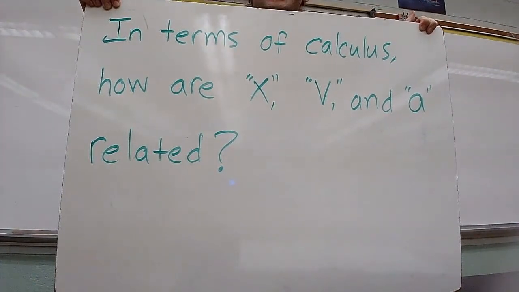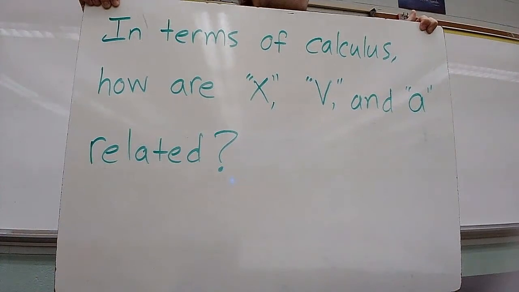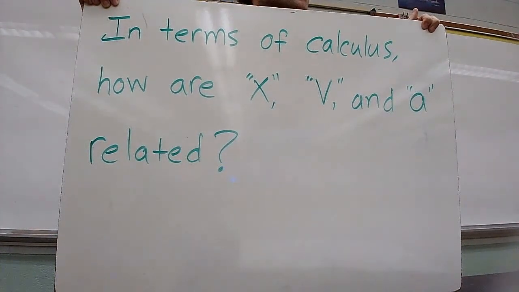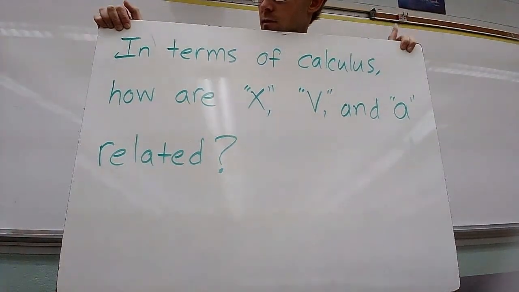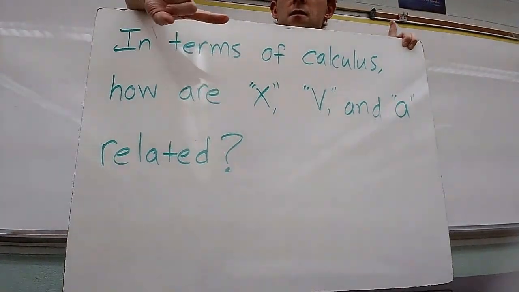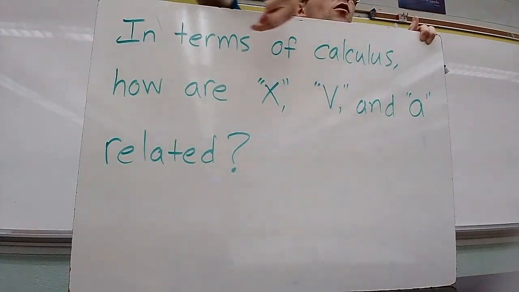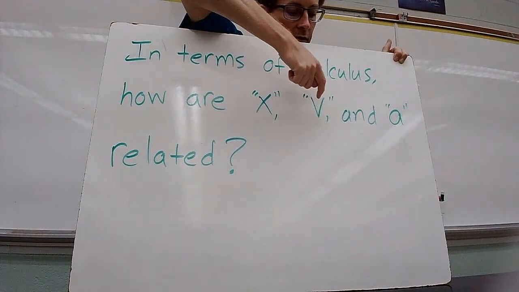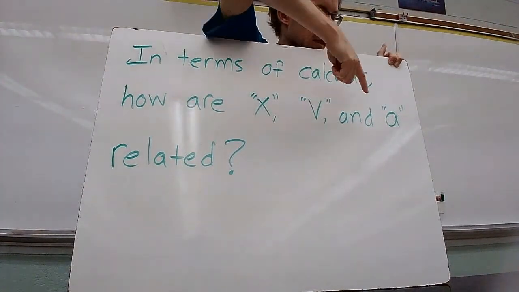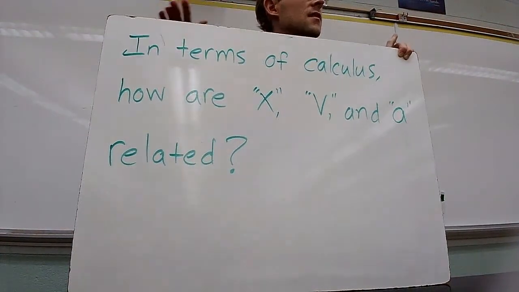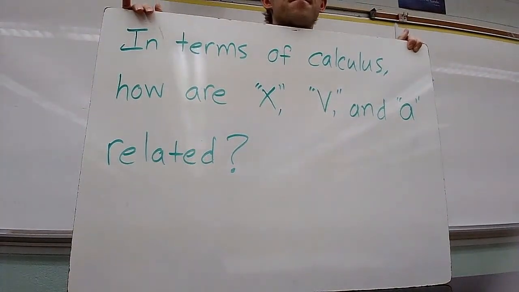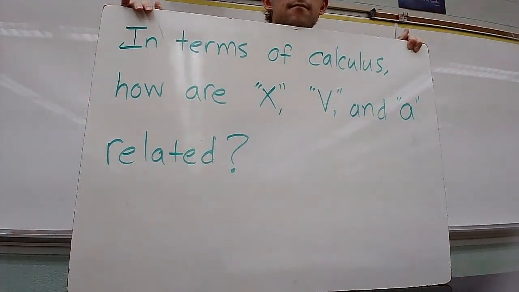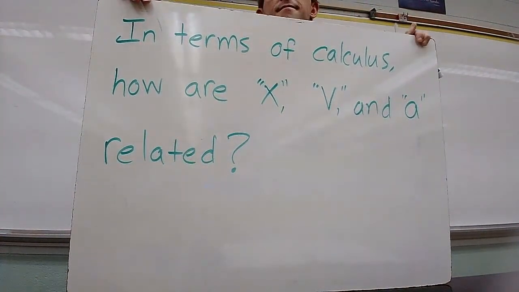Where is it? Velocity is the derivative that way. Yes. Derivatives go to the right, integrals go to the left. So the derivative of position is velocity, the derivative of velocity is acceleration, and then integrals go the other way. So the integral of a is velocity, and the integral of velocity is the distance.